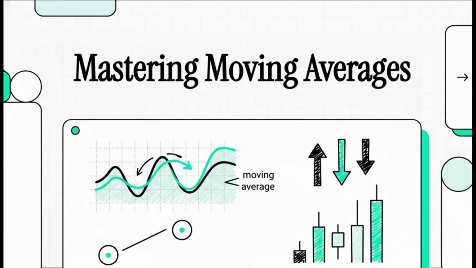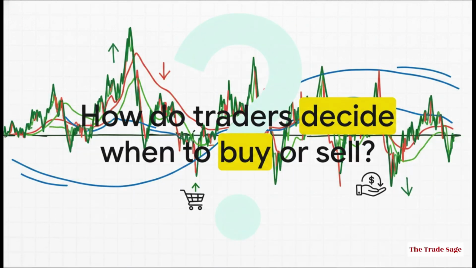Have you ever stared at a stock chart and just seen a chaotic jumble of lines going up and down? It can feel totally overwhelming. Well, today, we're going to pull back the curtain on one of the most fundamental tools traders use to cut through all that noise. It's called the moving average. And trust me, by the end of this, you'll see exactly how it can help you find real trends in the market. So let's just start with the most basic question of all.